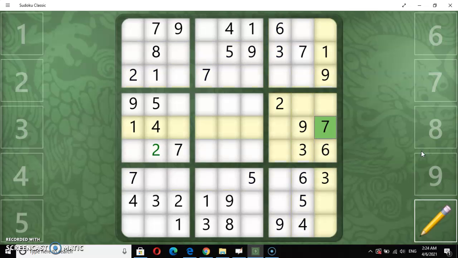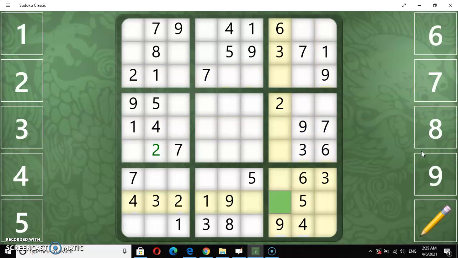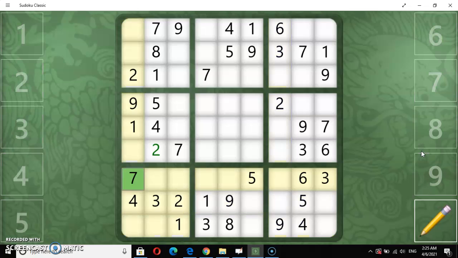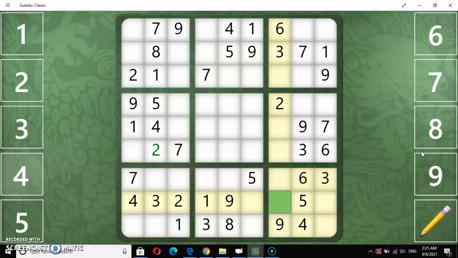Two combinations of 7. And in this row we can write 7. So let's see, here we cannot, because here we have 7, here we have 7. So only two cells. In this cell we have 7 here, so we cannot write here. We can write 7 here. So it's done, 7. Okay.